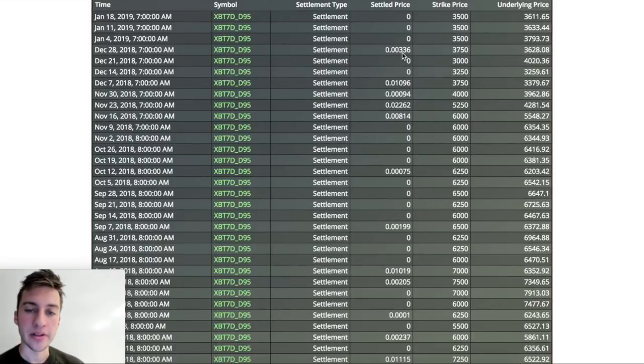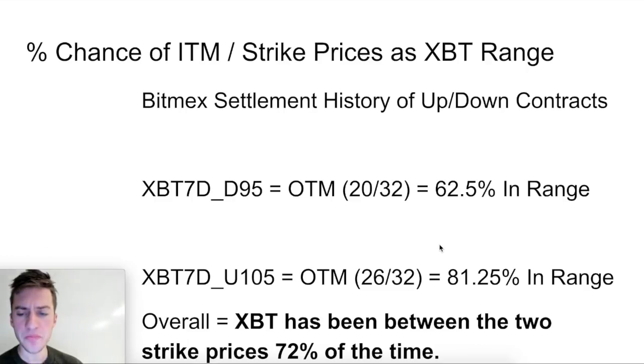Downside, look at this number here. Strike price was at 37.50. Great, price went down to 36.28. But guess what? If you had bought at any price above 0.00336, you would have lost money. If you had bought at any price below this settled price, then you made a little bit of money on these contracts. So, zooming out, 72% of the time, XBT has traded between these strike prices. We can use that to our advantage. We can look at the strike prices and note that there's a higher probability that price is going to stay within that range.